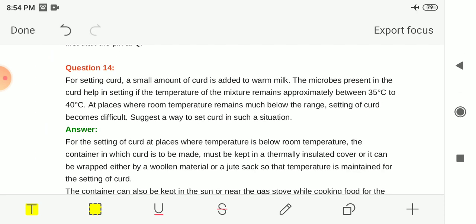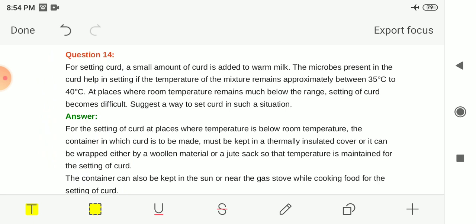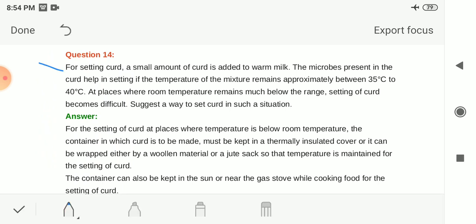Now next question, number 14. For setting curd, a small amount of curd is added to warm milk. The microbes present in the curd help in setting if the temperature of the mixture remains approximately between 35 degrees Celsius and 40 degrees Celsius. At places where room temperature remains much below the range, that means below 35 degrees Celsius, setting of curd becomes difficult. Suggest a way to set curd in such a condition. How can we set the curd where the temperature is below 35 degrees Celsius?